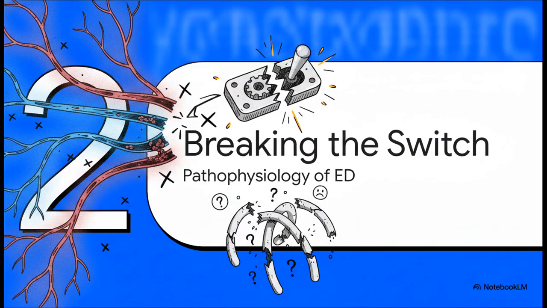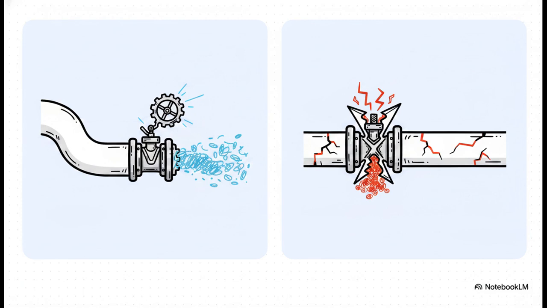Which brings us to Section 2, breaking the switch, looking at the pathophysiology of ED. When you compare a healthy vascular environment to a diabetic one, the contrast is honestly stark. Healthy tissue allows for robust nitric oxide release and keeps vessels nice and flexible. But diabetes causes severe microvascular damage. It physically destroys those delicate endothelial cells, which completely breaks the pathway. The signal gets sent from the brain, sure, but the physical vascular switch is essentially jammed.